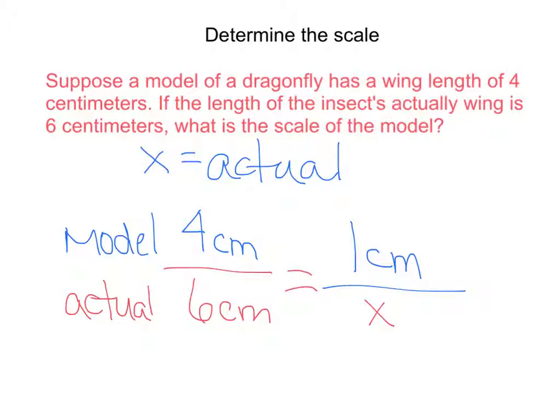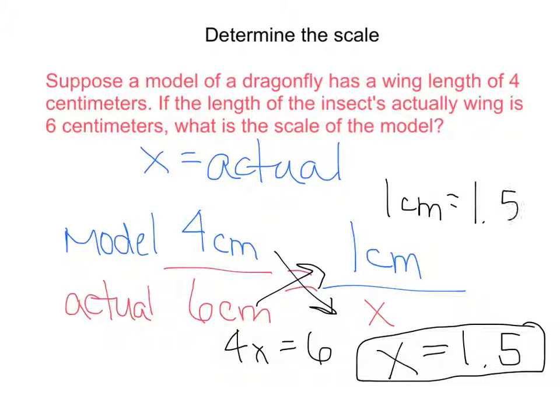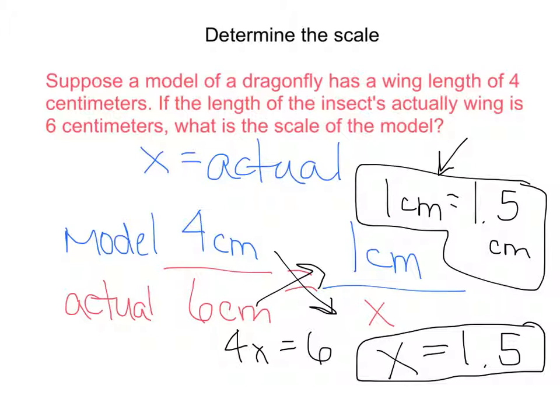So then you solve here and you cross multiply. So we have 4x equals 6. So then your x would equal 1.5. So we would be able to say that the scale of the model is 1 centimeter to 1.5 centimeters. 1 centimeter equals 1.5 centimeters. So that means that 1 centimeter of the model equals 1.5 centimeters of the actual length.